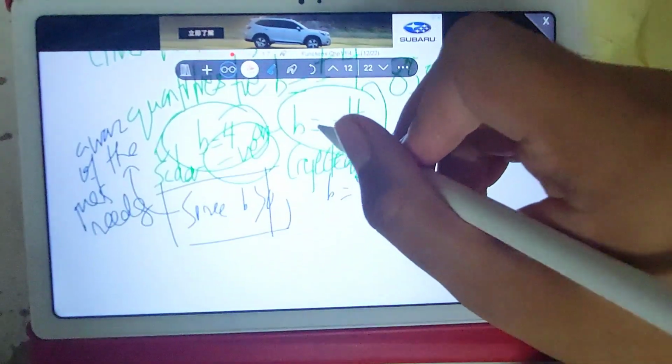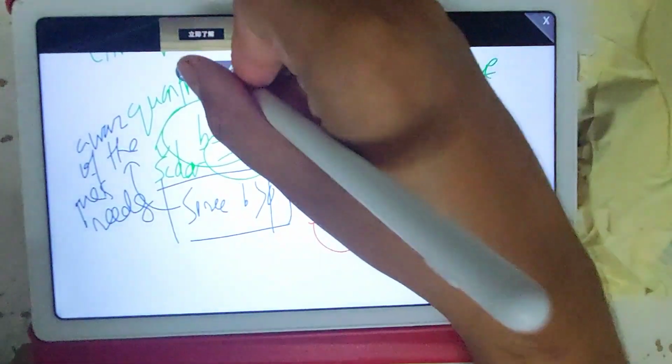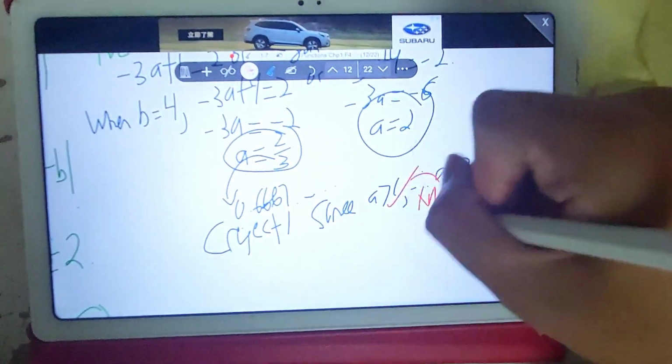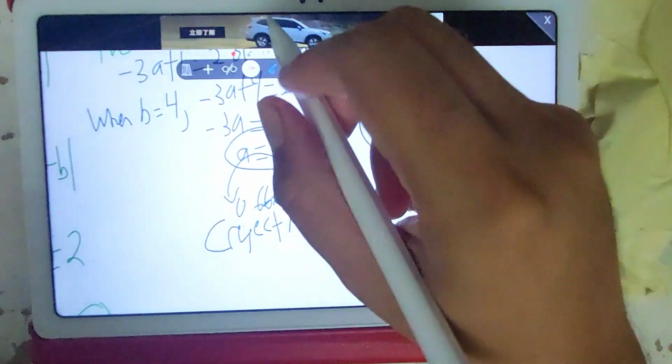So where are your marks? Your B value is correct, you will get 1 mark over here. And another B value is correct, you get 1 mark over here. So this gives you a total of 2 marks for the part A question.